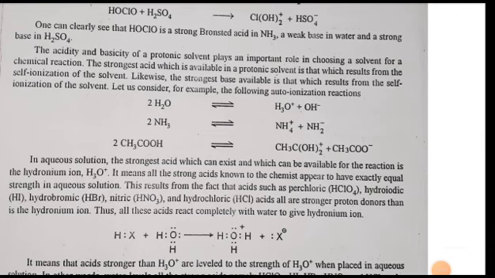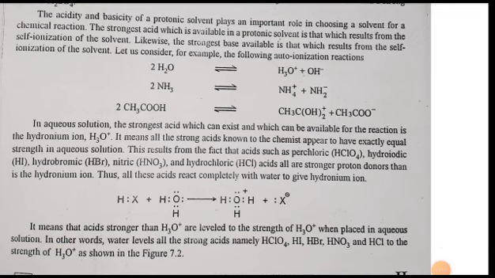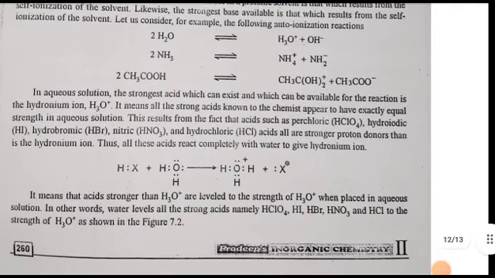The acidity and basicity of protonic solvent plays an important role in choosing of solvent for a chemical reaction. The strongest acid which is available in protonic solvent is that which results from the self-ionization of the solvent. Likewise, the strongest base available is that which results from the self-ionization of the solvent. Let us consider example. 2H2O gives H3O positive plus OH negative.